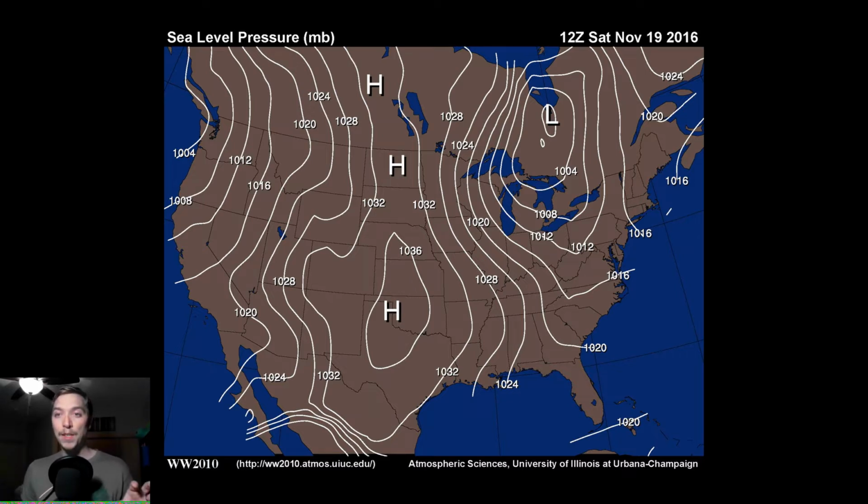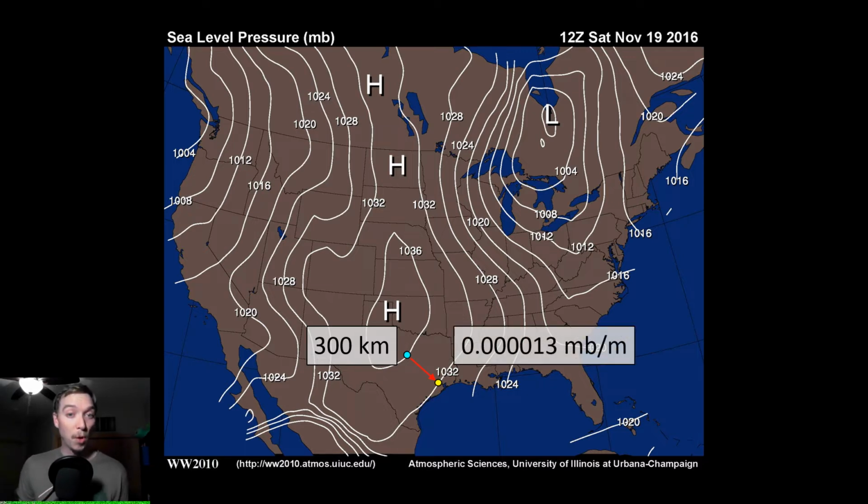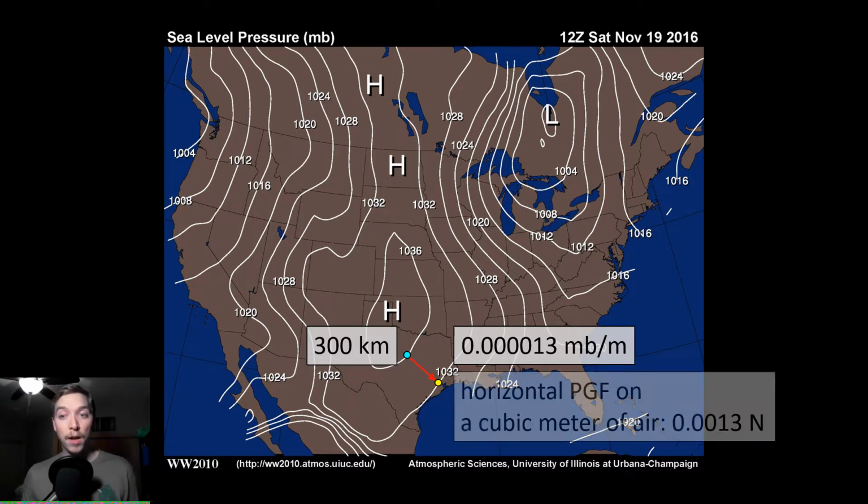So let's look at a couple examples to look at the difference in the horizontal pressure gradient force. We're first going to look right here in the bottom portion of the map between the 1032 and 1036 isobars. Those are in millibars here. The horizontal distance is 300 kilometers between those 2 points, which means if we do our math, the pressure gradient is 0.000013 millibars per meter, and the horizontal pressure gradient force on a cubic meter of air is 0.0013 newtons.